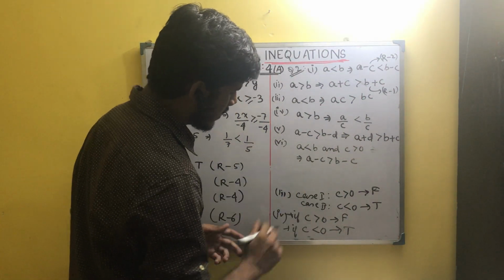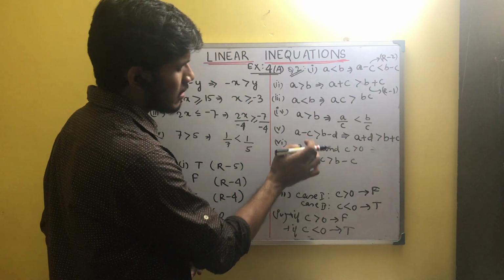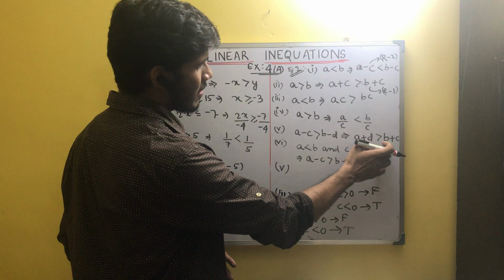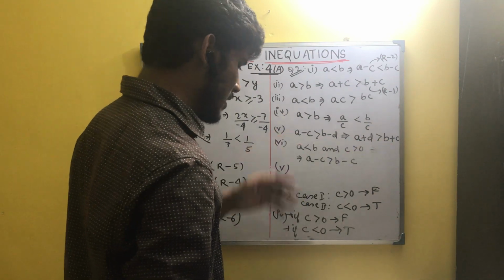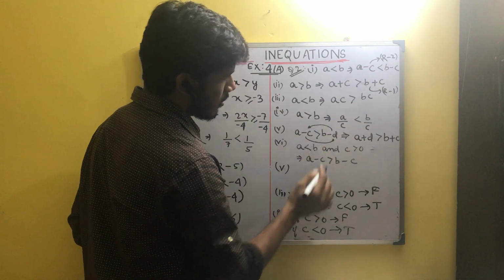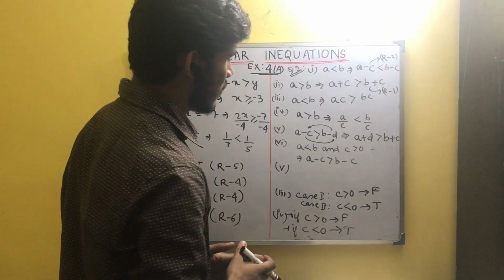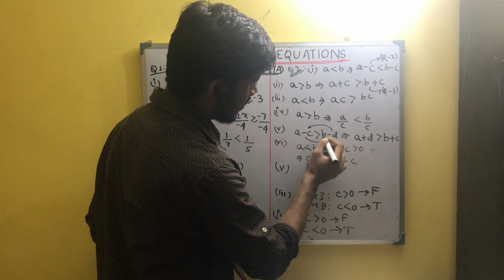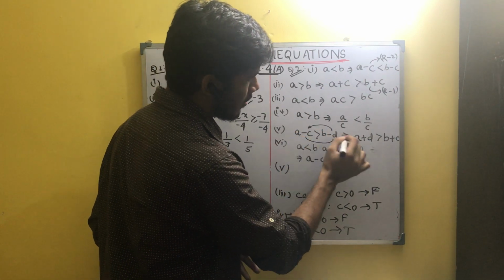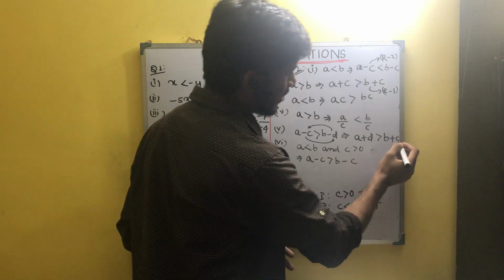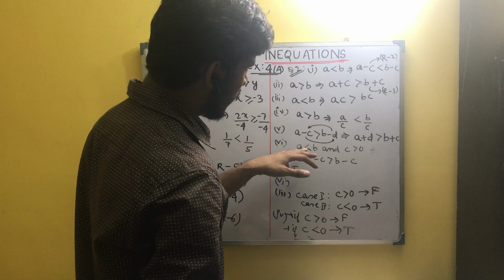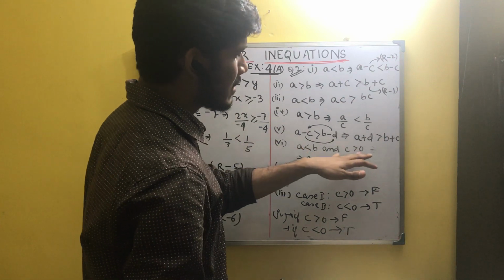So fifth one is a minus c is greater than b minus d. Okay, so a plus d is greater than b plus c. Okay, obviously that is true, isn't it? If you take c this side and d this side, what we do in our equation generally, isn't it? So a plus d, this d comes here in plus and c goes here in plus. So a plus d is greater than b plus c. Obviously true.